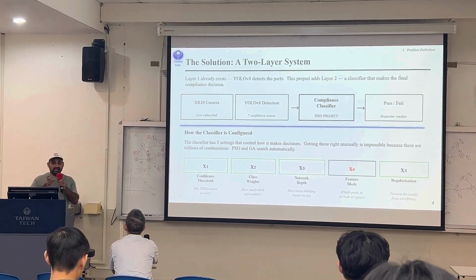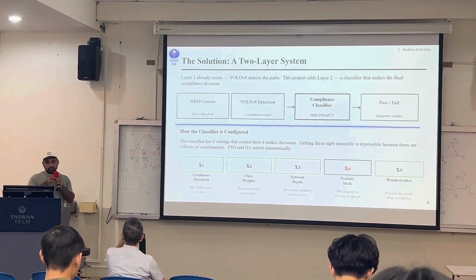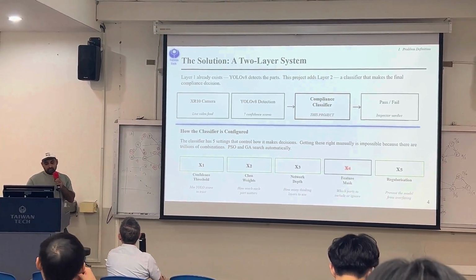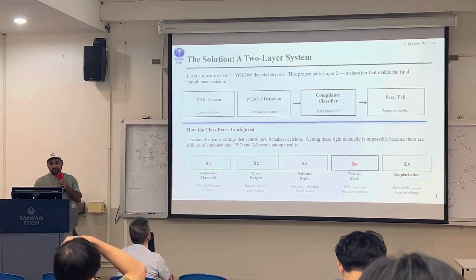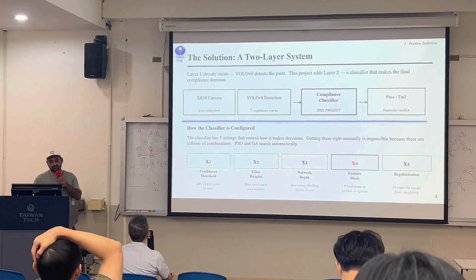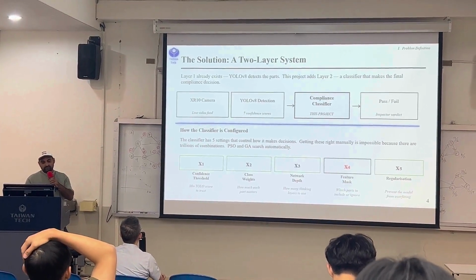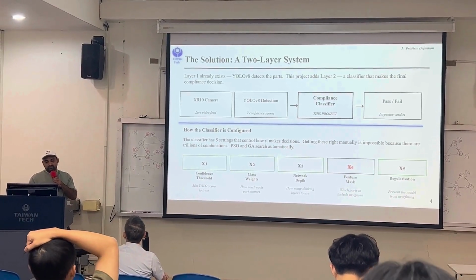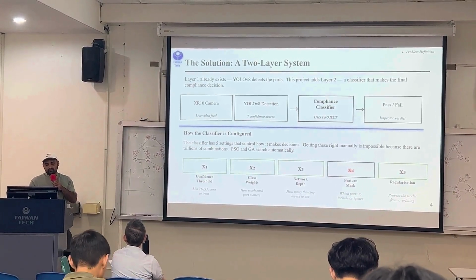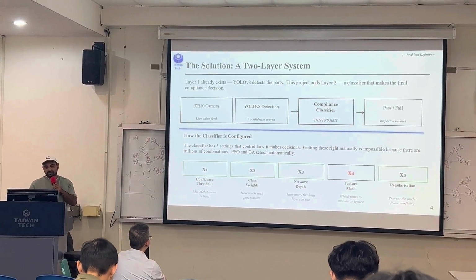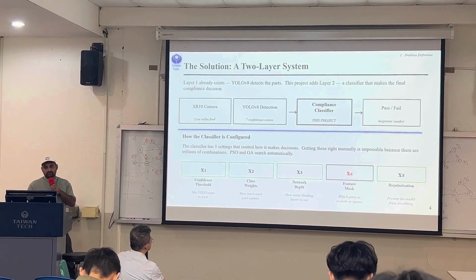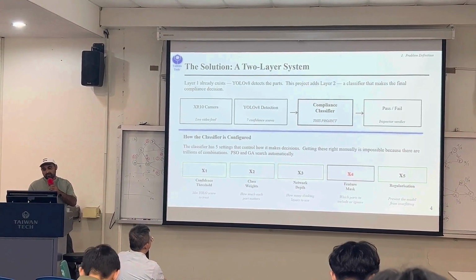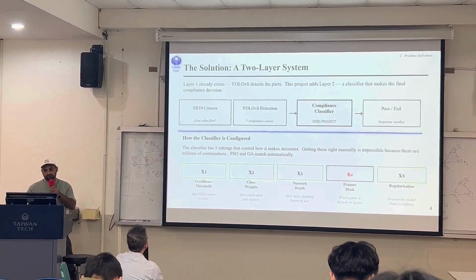But what exactly is helping the inspector is the algorithm. So I use 5 settings that control how it makes decisions, as you can see, X1 to X5. X1 is the confidence threshold, which is the minimum score as the threshold, X2 is class weights, X3 is network depth, X4 is the feature mask, which will be used in future as well, and regularization is X5.